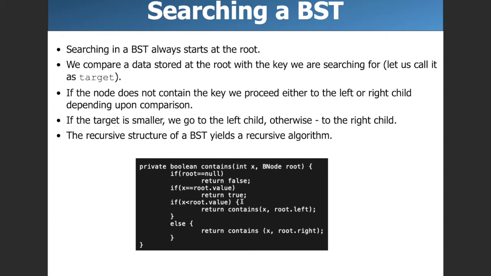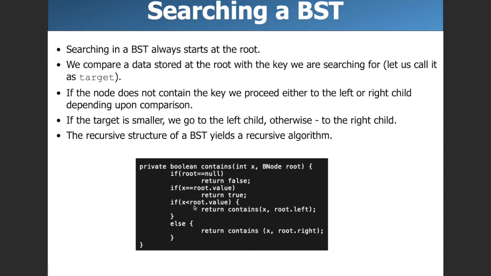So if the node does not contain the key, we proceed either to the left or to the right child, depending upon comparison. So we have a method here, which, in this example, takes integer x or target as a parameter and, of course, our root. So if root equals null, return false. If target equals root.value, return true. But we need to keep going. So that's why we have this if statement.